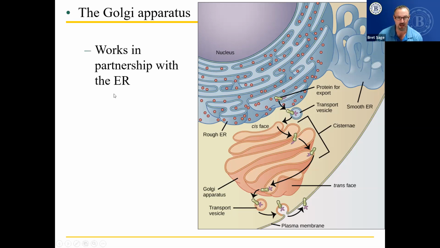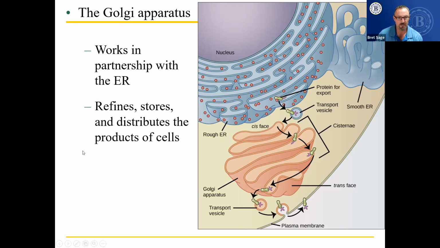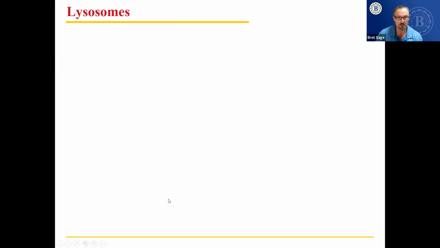It works in partnership with the ER, which is endoplasmic reticulum. It refines, stores, and distributes the products of cells. So this is it, refining and distributing the products of this cell.